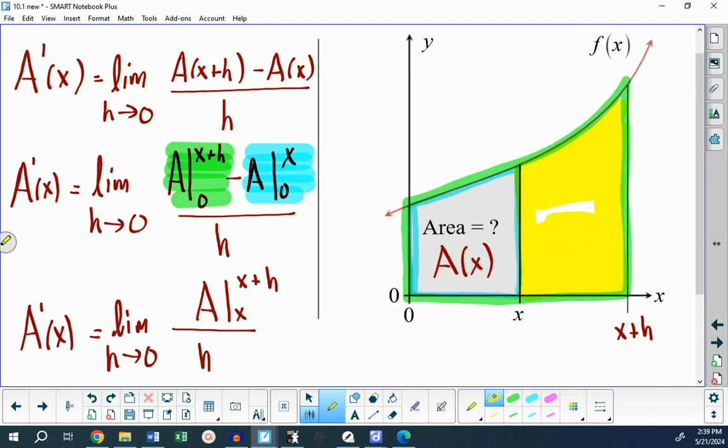We can reverse engineer this, so to speak, by saying the blue area plus the yellow area would give us the green area, which means the green area minus the blue area. And don't forget, the green area is the area highlighted in green, that's A from 0 to x plus h, minus the blue, which is the area highlighted in blue, which is A from 0 to x. When we subtract those, we get that. You get the area between those 2 points.